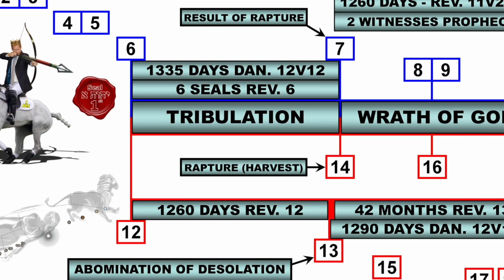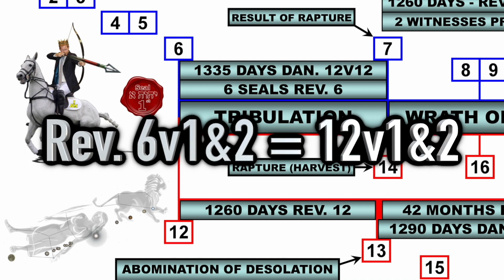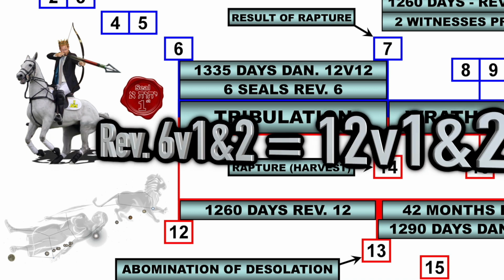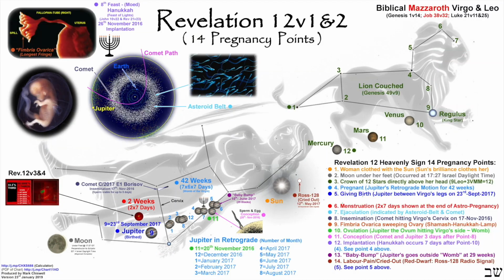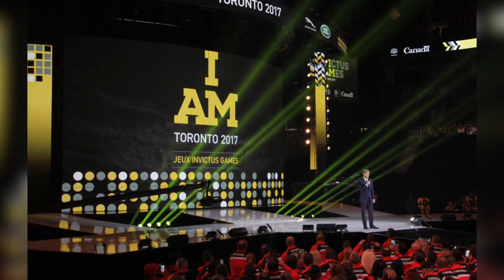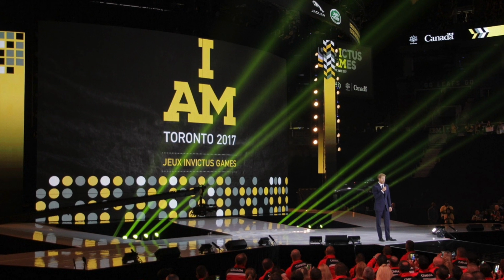The dual chronology therefore stipulates that the first seal and the Revelation 12 heavenly sign occur on the same day. In other words, Revelation chapter 6 verses 1 and 2 and Revelation chapter 12 verses 1 and 2 occurred on the same day, as they are both the exact beginning of the tribulation. Details of the Revelation 12 heavenly sign, which culminated on the 23rd of September 2017, can be seen in my video, The Revelation 12 Heavenly Sign, 14 Pregnancy Points. On Saturday the 23rd of September 2017, the Invictus Games Toronto, Canada were opened.